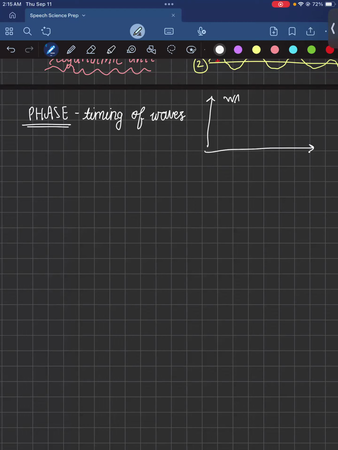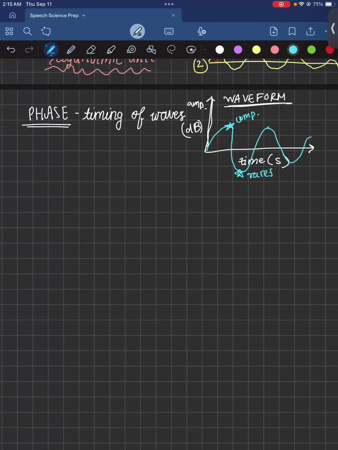So again, we have our waveform. And I'm going to keep repeating over and over that this is called a waveform. How do we know that? Because the x-axis is time and the y-axis is decibels or amplitude. And when we have this waveform, we have our compression, we have our rarefaction, and basically, the time that each of these things occurs at is really important.